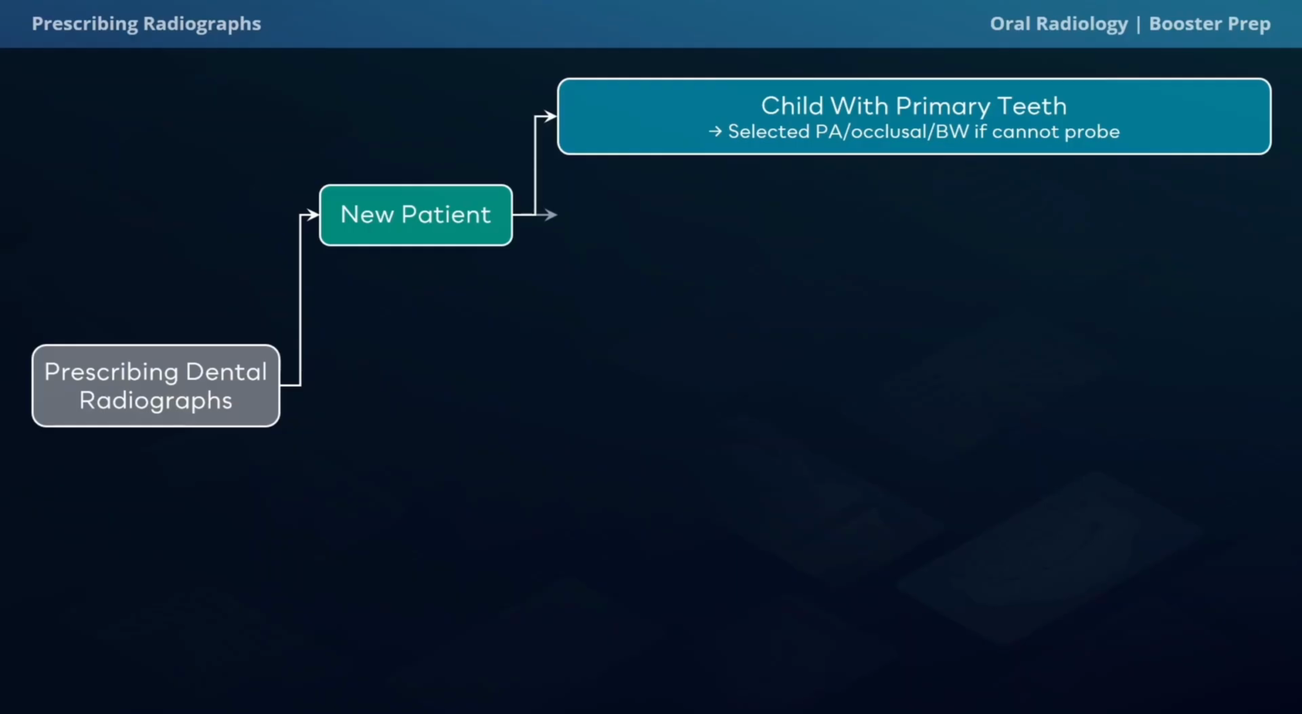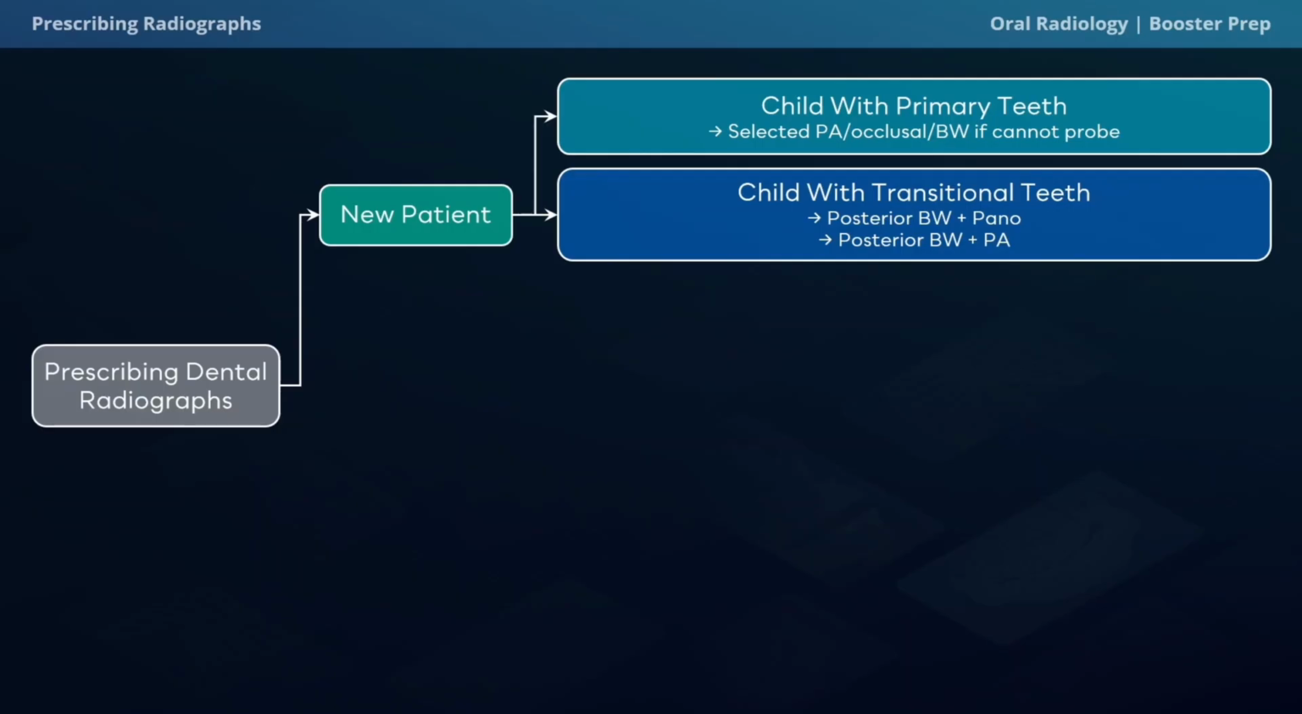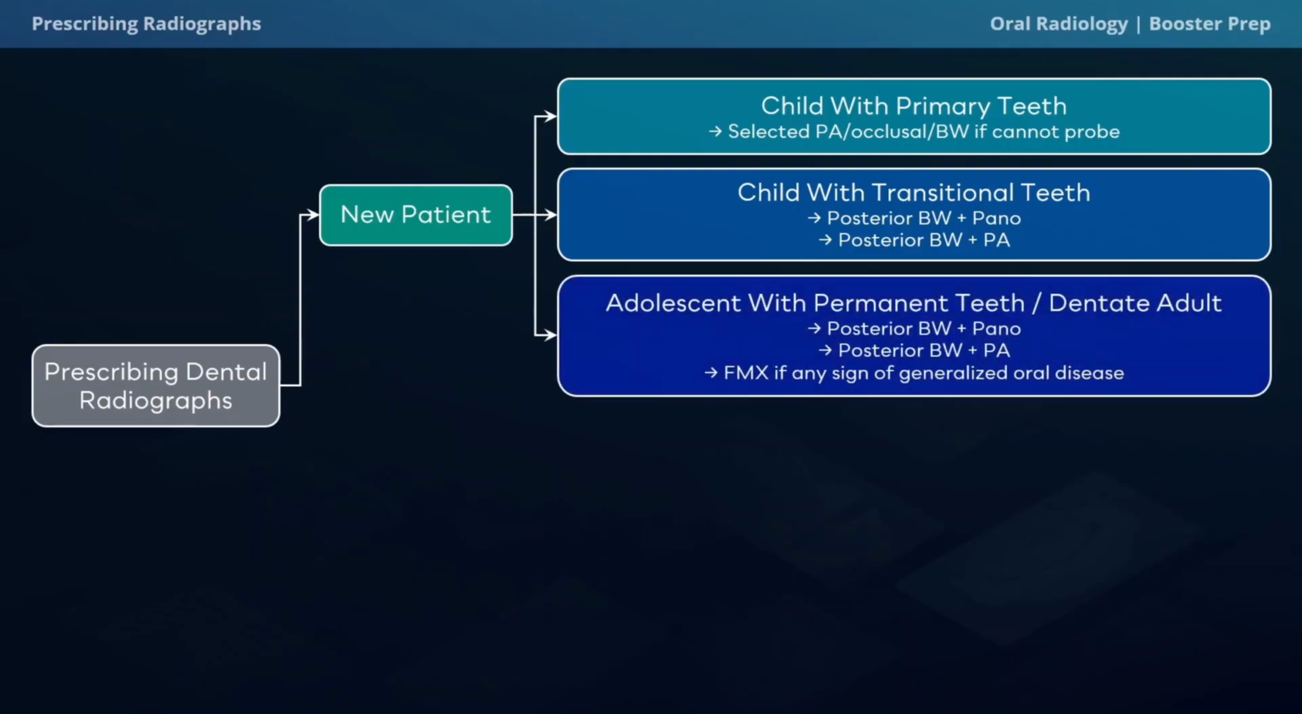If the new patient is a child with transitional teeth, you want to prescribe posterior bite wings and a panoramic, or posterior bite wings and periapical images. If the patient is an adolescent with permanent teeth, you want to prescribe posterior bite wings and a panoramic, or posterior bite wings and periapical images. However, if there's any sign at all of generalized oral disease, you would need to do a full mouth series, or an FMX. And that again is an example of how we need to use our best clinical judgment.